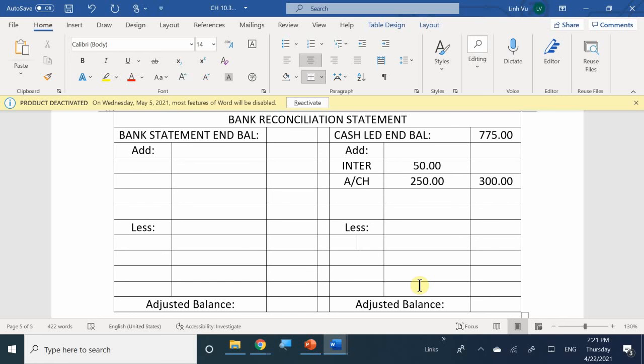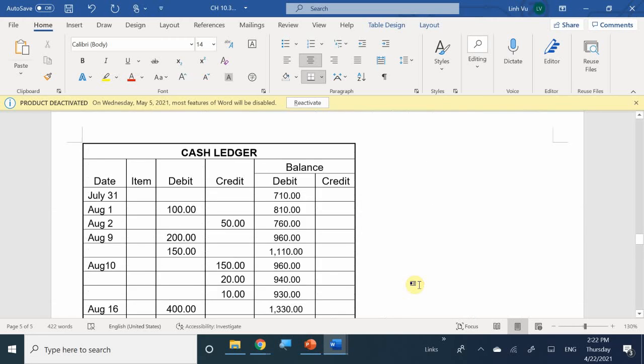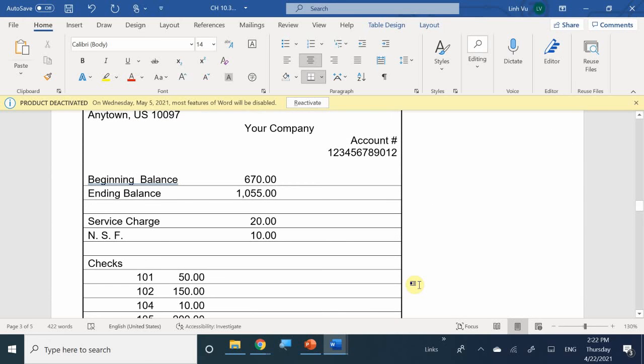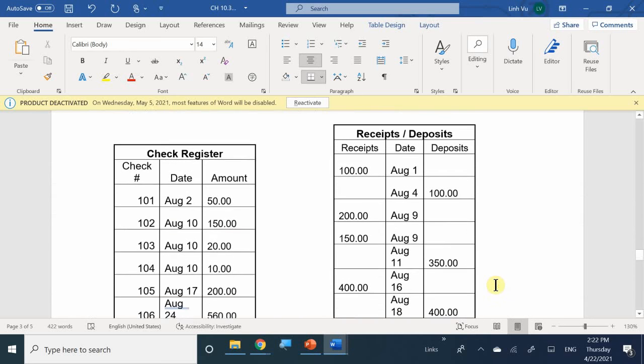Okay, we're on our cash side. Hold on, cash. Service charge and insufficient funds. Correct. So let's look at our fees. Let's take a look at our bank statement. What did our bank charge us? $20. They charged us $20 for services, but what about my NSF? I wrote a faulty check. They charged me $10 for writing a faulty check.